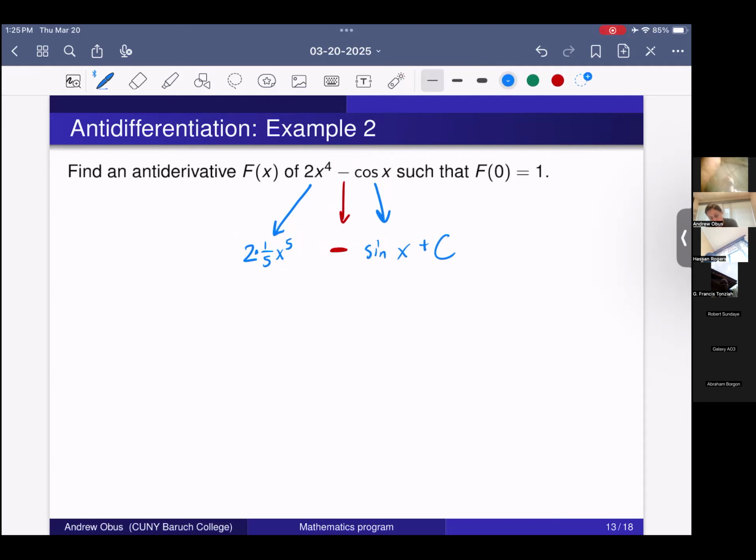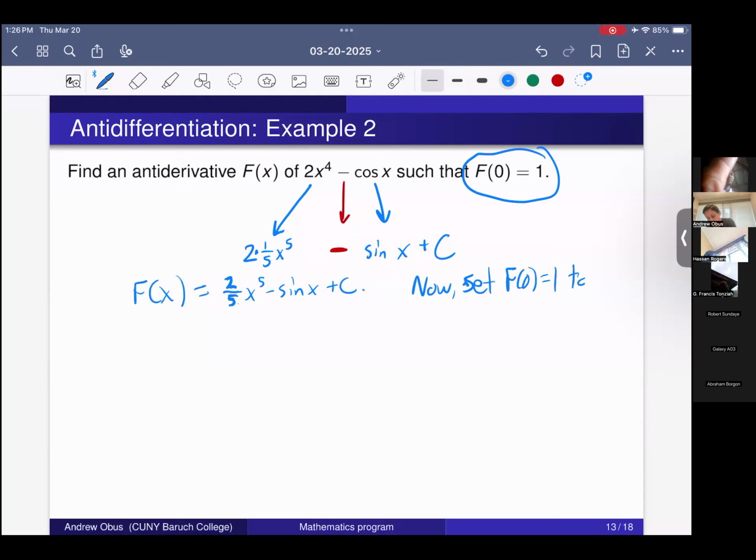Okay? So this here is the family of all antiderivatives. Let me just rewrite this. This is 2/5 x to the fifth minus sine of x plus c. This would be the family of all antiderivatives, but we want to find a specific one, right? We want that f of 0 is equal to 1. So what we have to do is actually solve this. So let me write, f of x is equal to this. Now we need to set f of 0 equals 1 to solve for c, right?